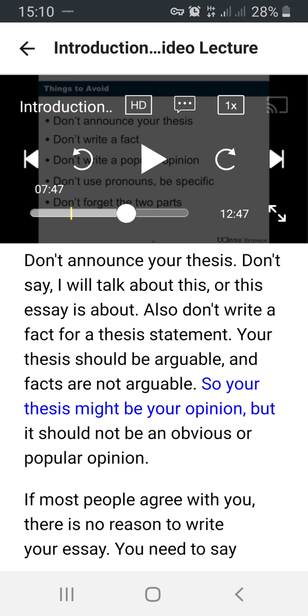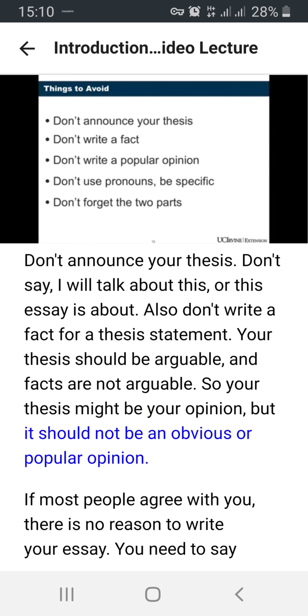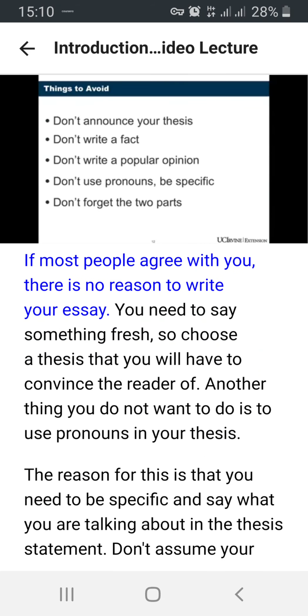Your thesis might be your opinion, but it should not be an obvious or popular opinion. If most people agree with you, there's no reason to write your essay. You need to say something fresh, so choose a thesis that you will have to convince the reader of.